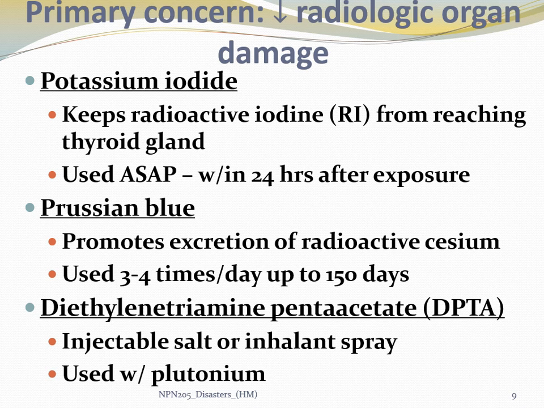Prussian blue, we're going to use this to treat radioactive cesium. This Prussian blue treats internal contamination. It promotes the excretion of radioactive cesium. It's used 3 to 4 times a day for up to 150 days.